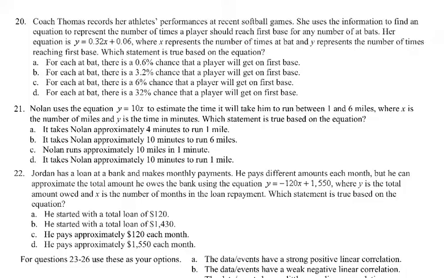So, Coach Thomas records her athletes' performances at recent softball games. She uses the information to find an equation to represent the number of times a player should reach first base for any number of bats. Her equation, 0.32x plus 0.06, where x represents the number of times at bat and y represents the number of times reaching first base. So, the y-intercept would be 0.06 if you had 0 at-bats, right? Which doesn't make much sense. If you don't go up to bat, you can't make it to first base, but that's the way the formula works.